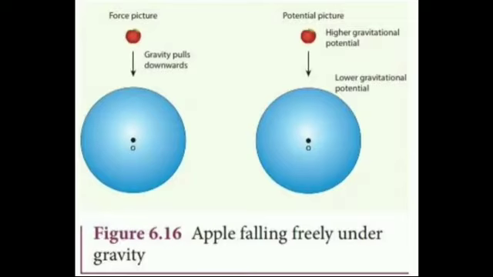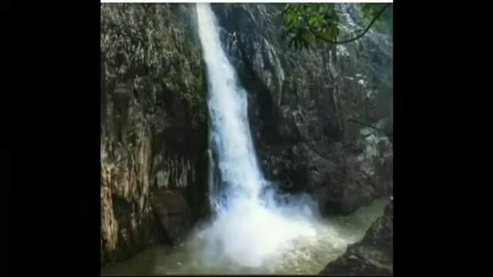This can be explained using the concept of gravitational potential as follows. The gravitational potential at a point of height h from the surface of the Earth is given by V of r, where r equals R plus h, is equal to minus G M_E by R plus h. Water falls from the top of a hill to the ground.